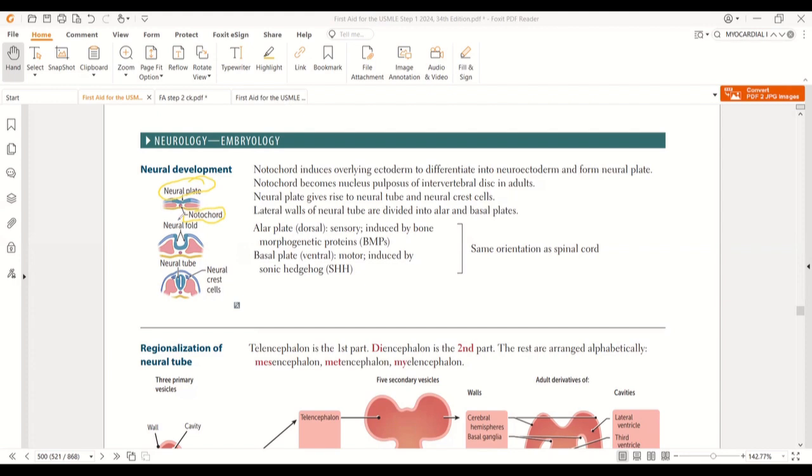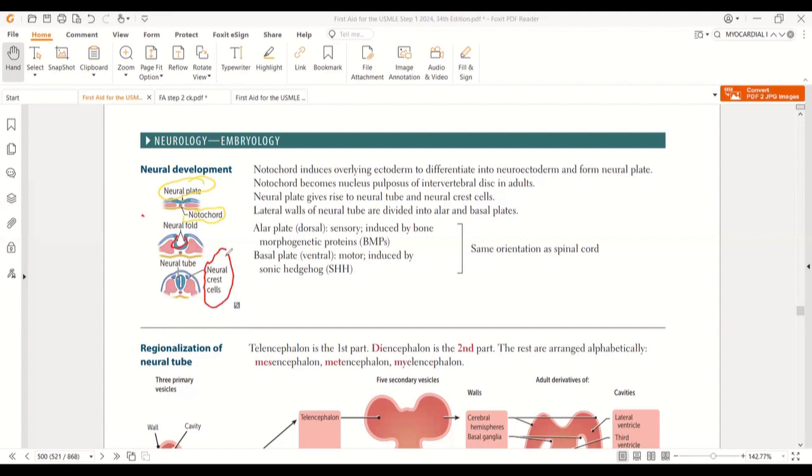Okay. Then this neural plate folds, and these neural plate folds fuse together to form the neural tube. Some portion of this neural plate does not become part of the neural tube, and that remains as neural crest cells. The neural crest cells are not part of the neural tube, right?